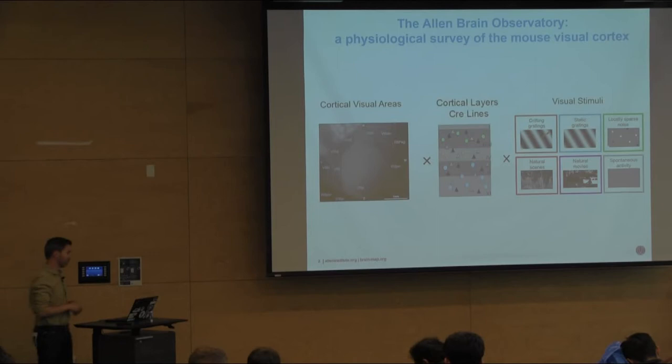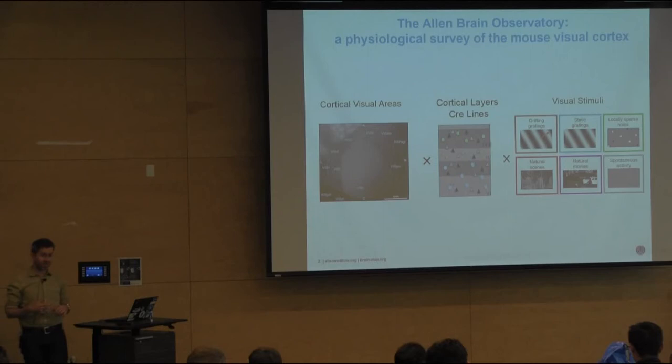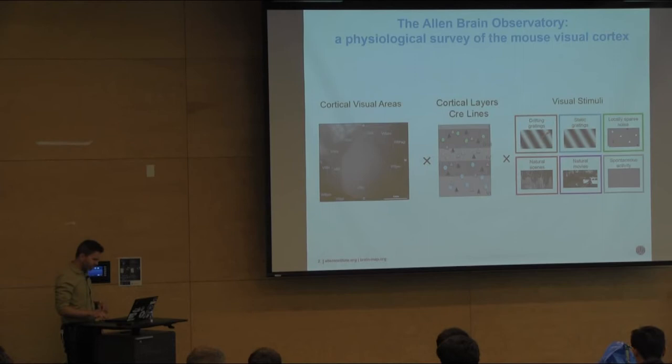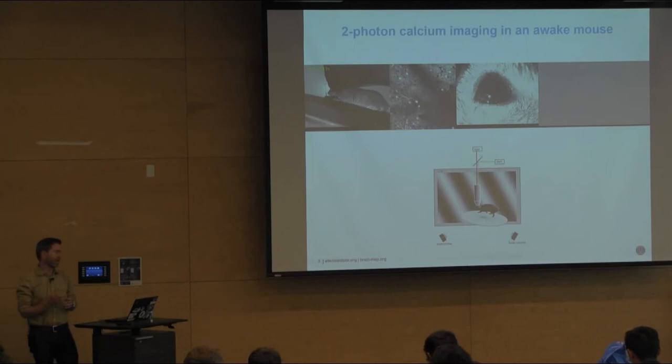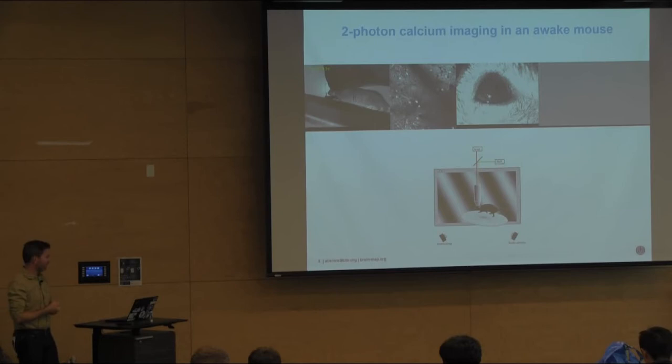And that includes covering multiple visual cortical areas in the mouse visual cortex, multiple different types of cells, and multiple different types of visual stimuli. The fundamental experimental design is two-photon calcium imaging in an awake mouse. Who's familiar with calcium imaging? Okay, so I'll cover a little bit of detail, but the key aspect is that we're able to record the neural activity of individual cells by recording videos of cells that are active.